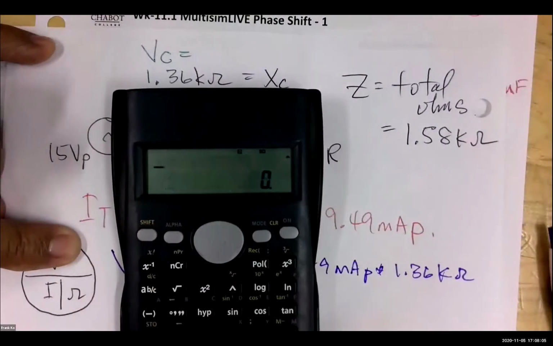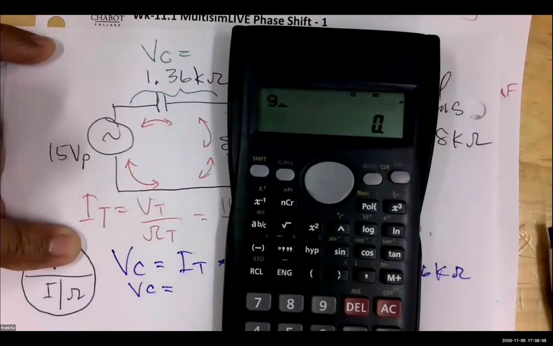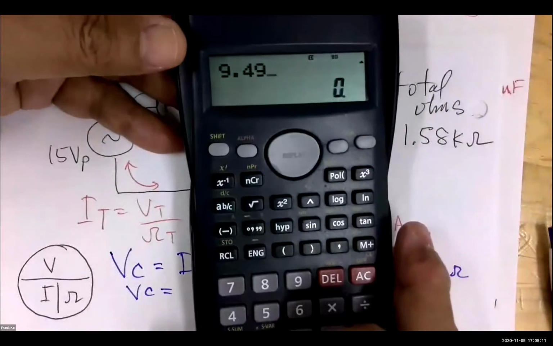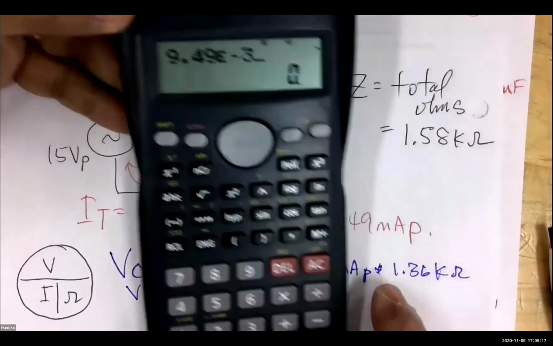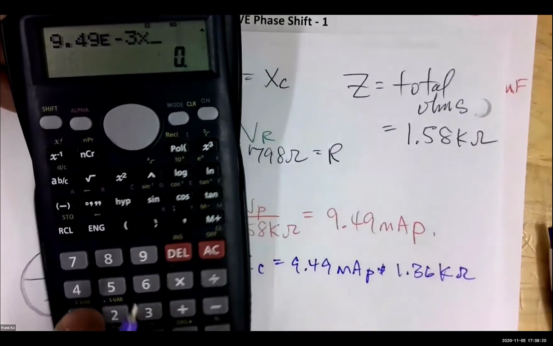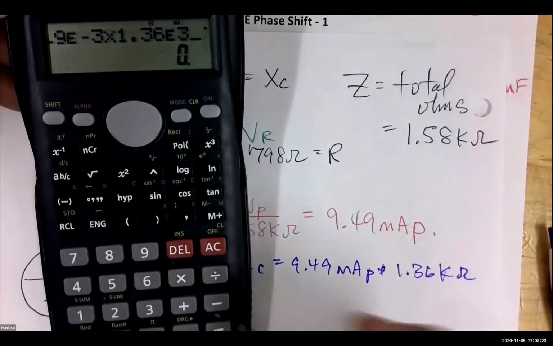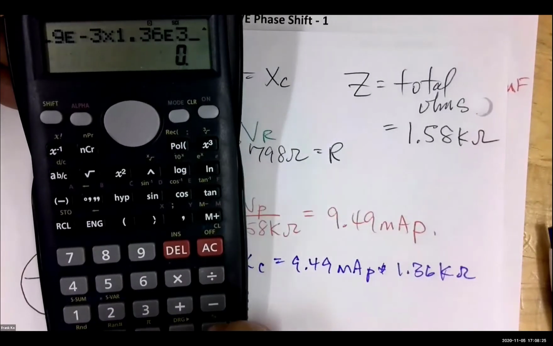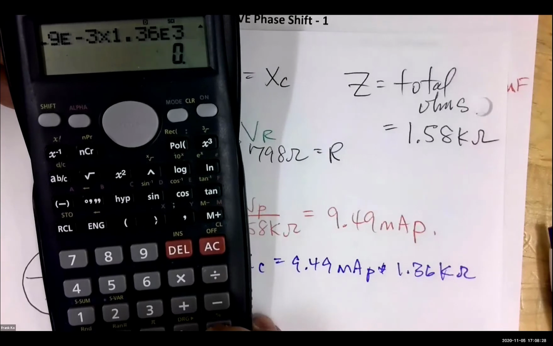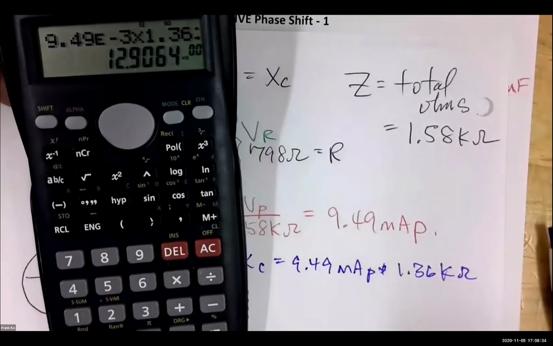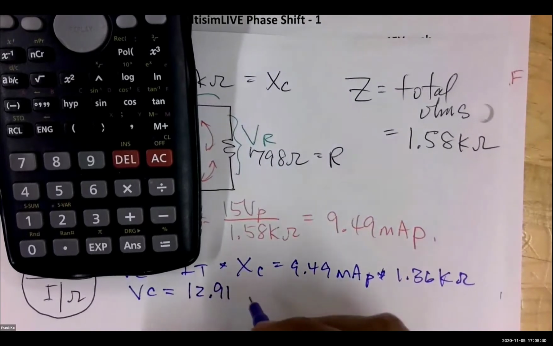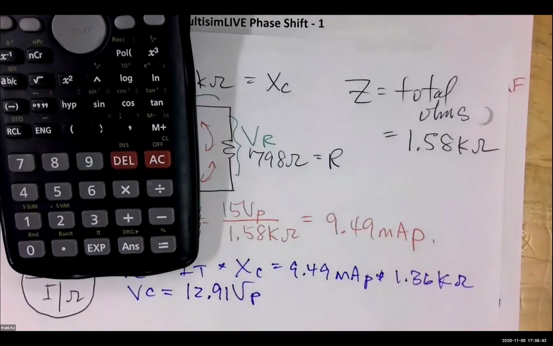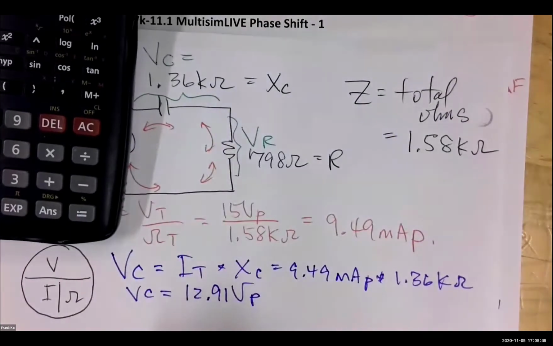9.49, I'll just use the same rounded numbers as you all. 9.49, exponent -3, so there's my 9.49 milli, and I'm going to multiply this by 1.36 exponent 3 for my 1.36 kilo, and the answer calculates to be what, Yusuf? 12.91 volts. Yes, I would concur. We have 12.91 volts peak, yes?